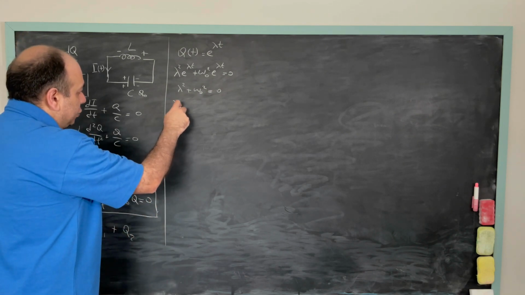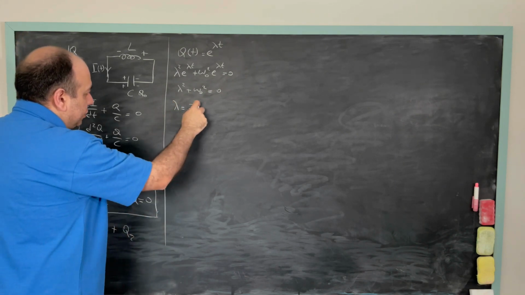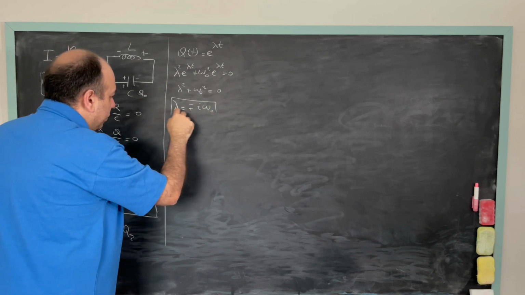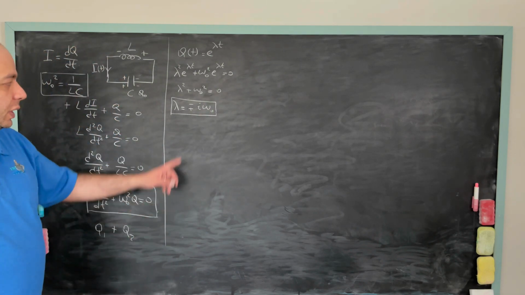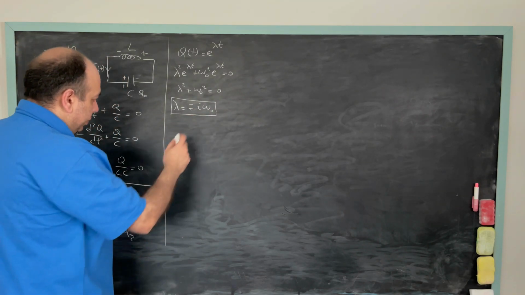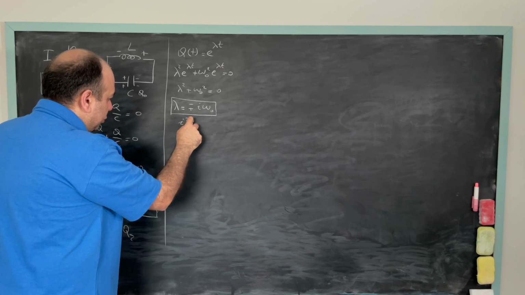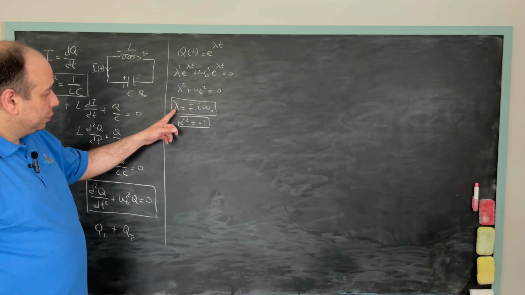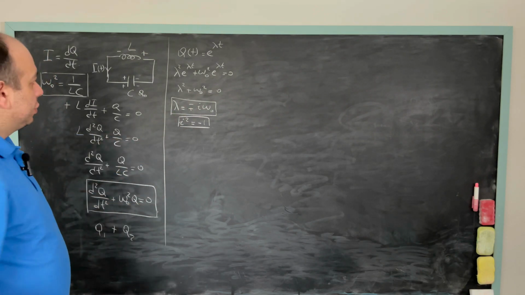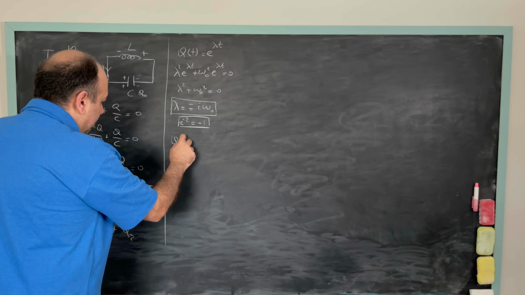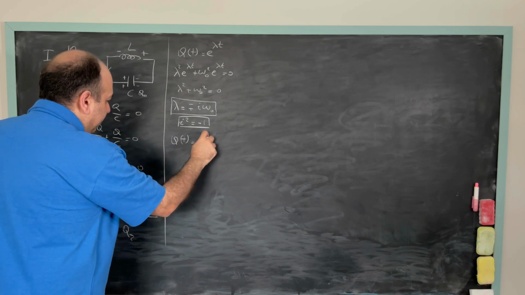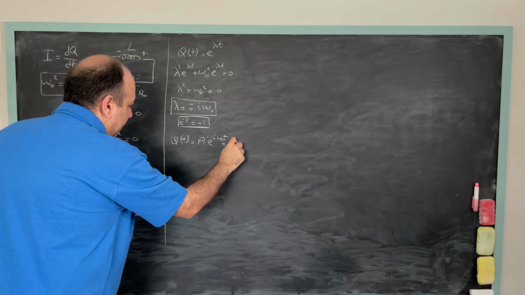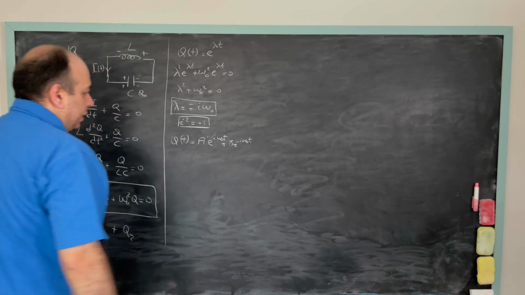From here, what you see is lambda could take values plus or minus i omega naught. So lambda is purely imaginary, where i is my imaginary number. As you may remember, i squared is equal to minus 1. So I have two roots for lambda. In other words, q of t can be written as, let's say, a times e to the i omega naught t plus b times e to the minus i omega naught t.